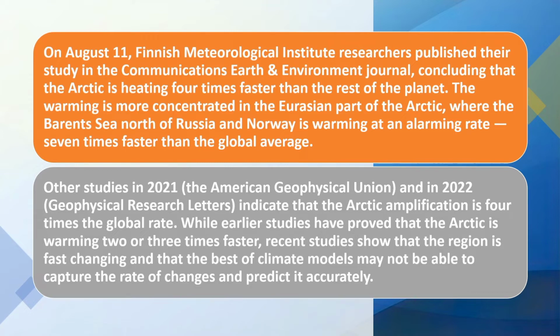Now the Finland Meteorological Institute has also found that the Arctic is heating 4 times faster than the rest of the planet. Similarly, the American Geophysical Union is also showing the same result, that the Arctic region is warming 2 or 3 times faster when compared to other regions of the globe. So both these reports show a very alarming situation in the Arctic region.